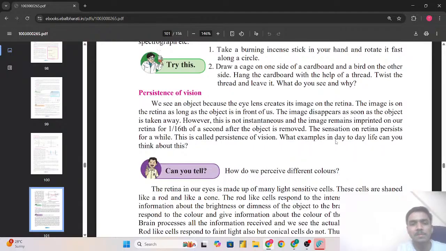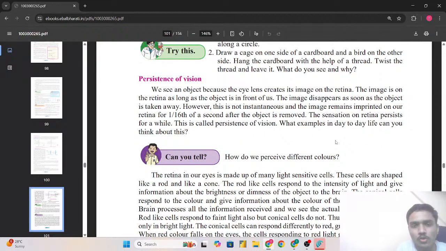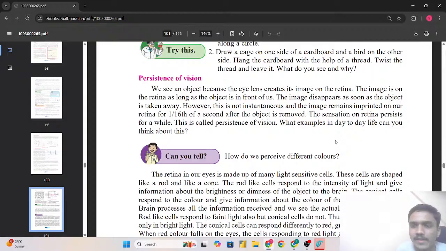Next is the persistence of the vision. We see an object because the eye lens creates its image on the retina. The image is on the retina as long as the object is in front of us. The image disappears as soon as the object is taken away. However, it is not instantaneous and the image remains imprinted on our retina for 1 upon 16th of a second after the object is removed. The sensation on the retina persists for a while. This is called the persistence of the vision.